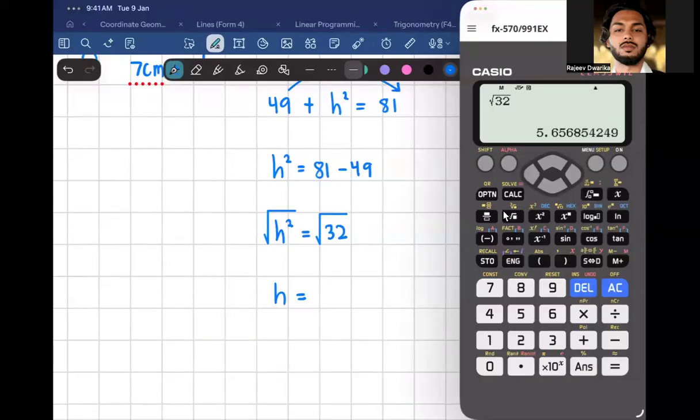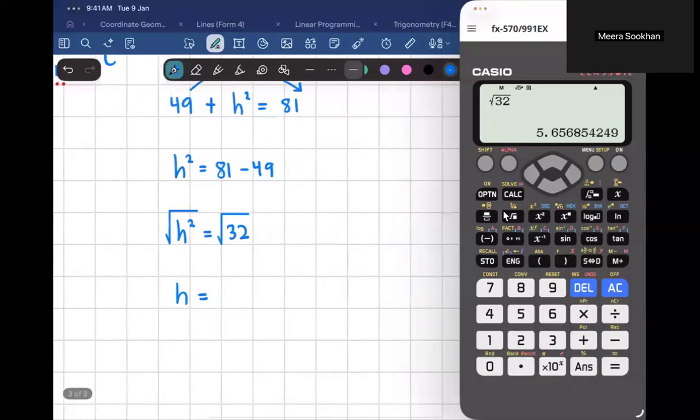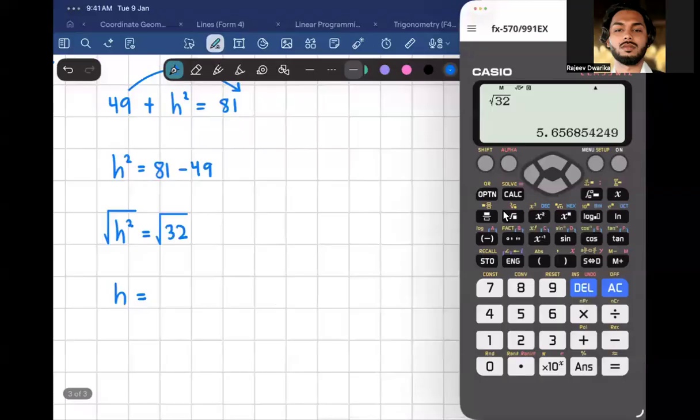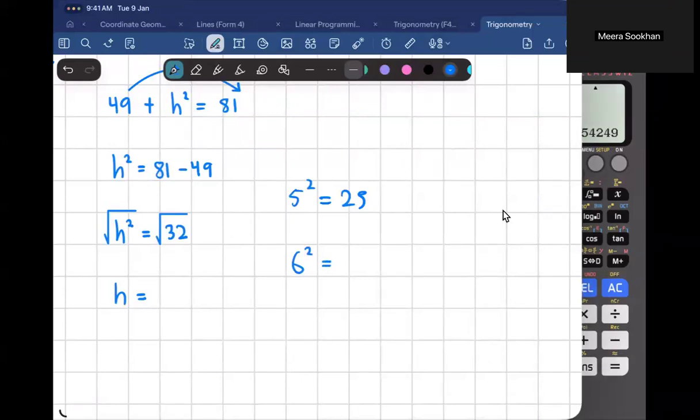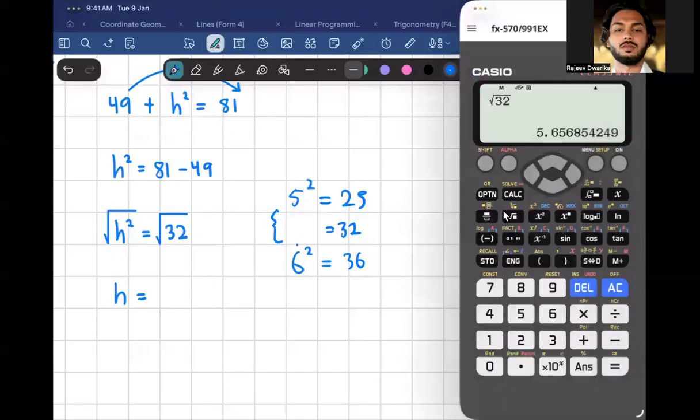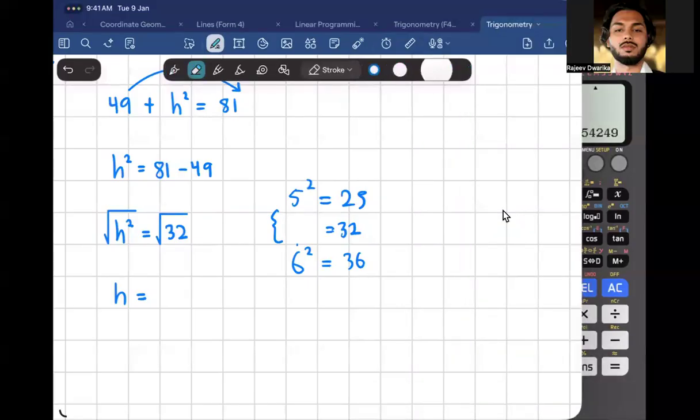Oh God. Wait, let me show you something, right? 5 squared is what? What's 5 squared? 25. What is 6 squared? 36. So that means our answer needs to be in between 5 and 6 to get 32. Oh, okay, yeah. You understand? So that's what we get, 5.65. Yeah, no, my brain just lagged for 2 seconds. That's okay.